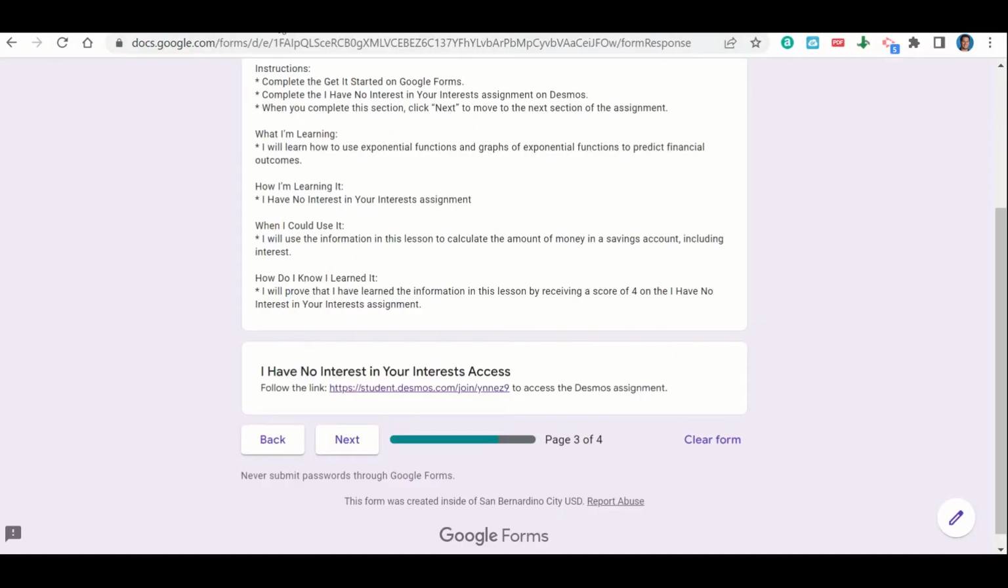We can go ahead and go back to our Google form, click Next. This will take us to our Before You Go. Fill out your Before You Go, and then submit your work on Google Classroom.